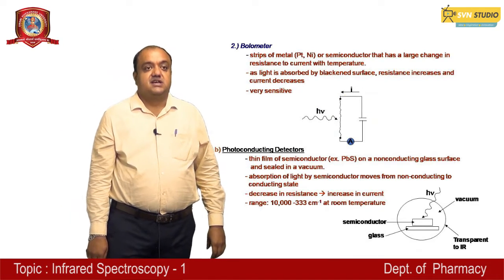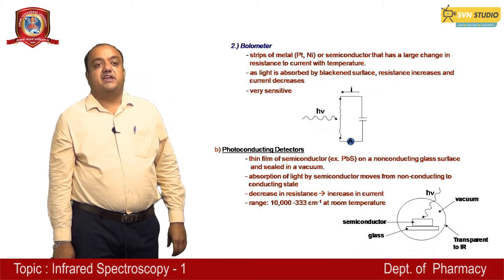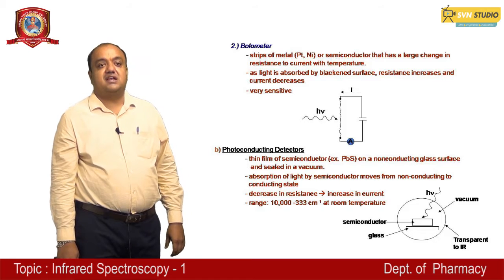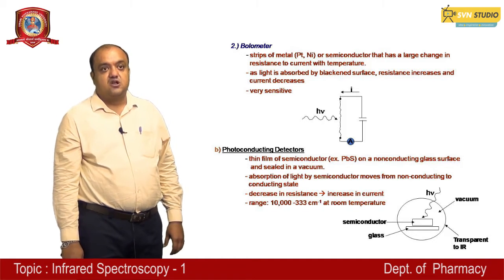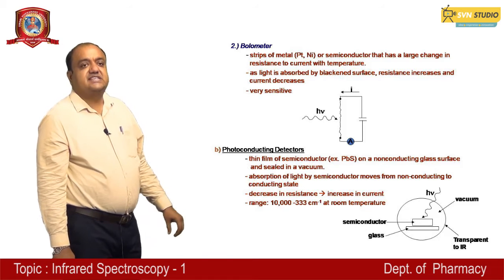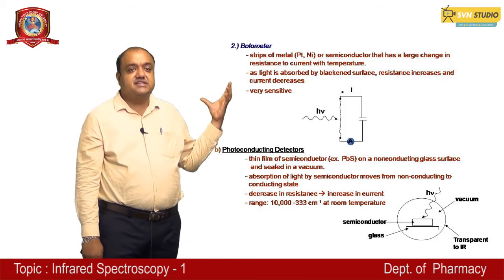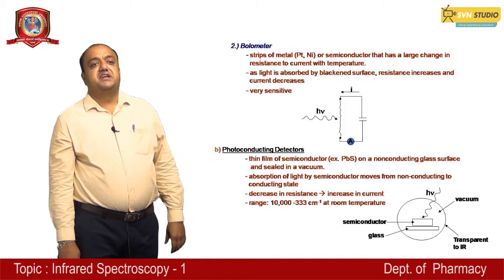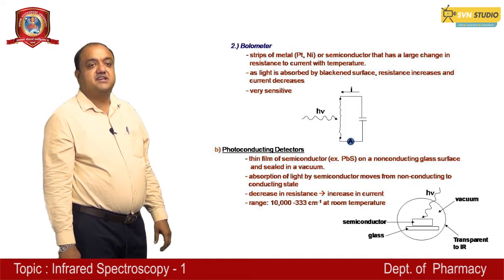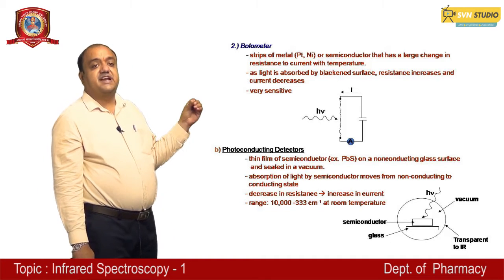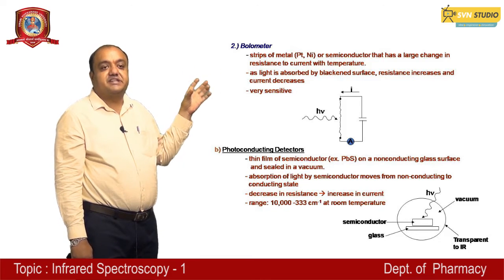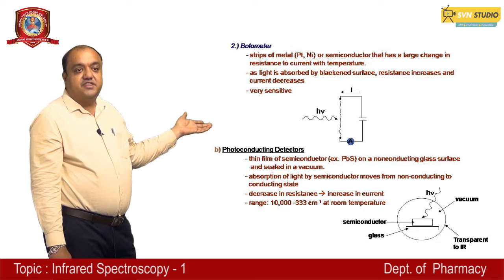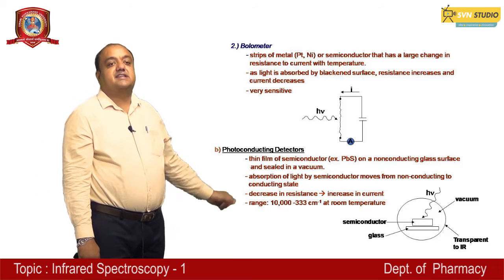Bolometer detectors: strips of metal like platinum, nickel or a semiconductor that has a large change in resistance to current with temperature. As light is absorbed by the blackened surface, resistance increases and the current decreases. It is a very sensitive detector. This is the graph showing the bolometer detector, and the other one is the photoconducting detector.